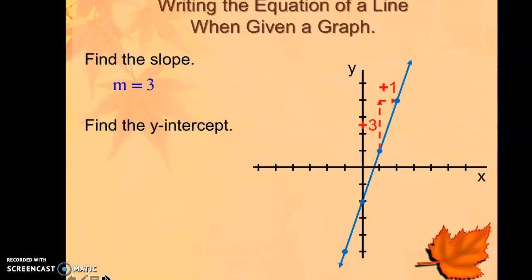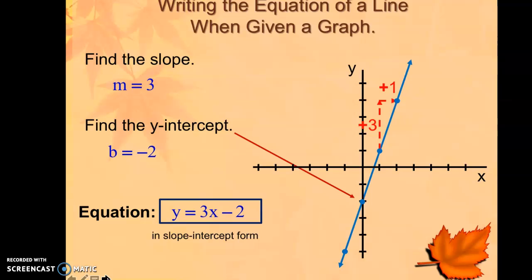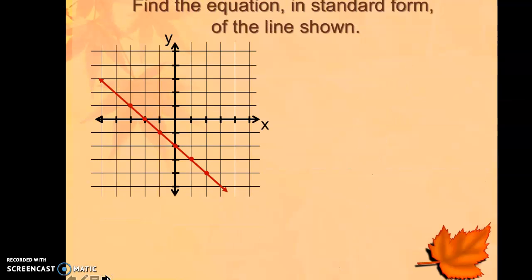Y-intercept: where does it cross the y-axis? At negative 2. Y equals 3x minus 2. All right, this one. So this is in standard form, so it's a little bit different.